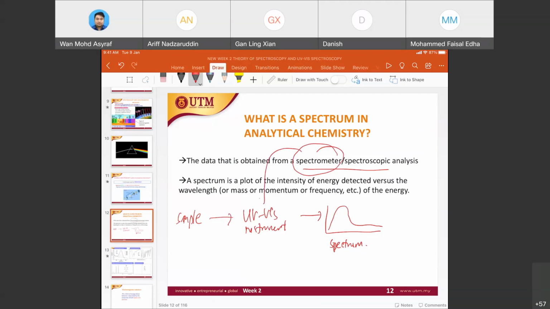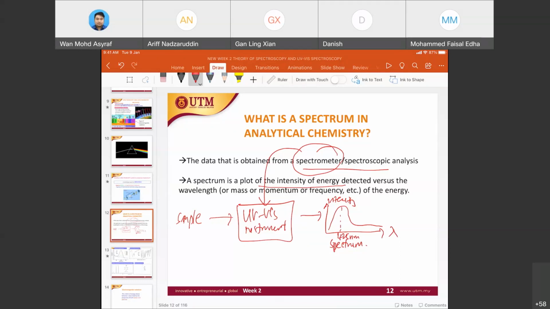So spectrometer ni adalah this UV vis instrument, and then the spectrum ni plot dia is intensity of energy detected versus the wavelength. Okay, so intensity versus wavelength. Wavelength yang mana, okay, contoh ni kita detect, wavelength 425 meter paling intense. So sebab tu dia tinggi. So when we talk about a spectrum, spectrum adalah plot of intensity of energy detected versus the wavelength of the energy.